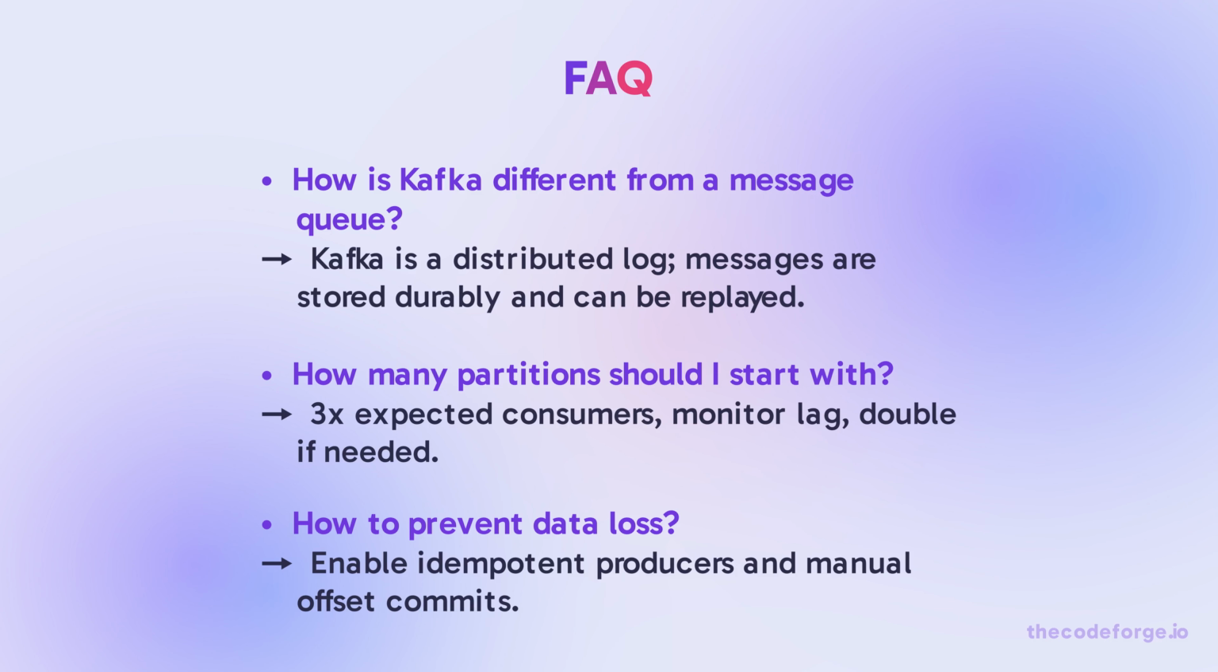And a few frequently asked questions. How is Kafka different from a message queue? Kafka is a distributed log. Messages are stored durably and can be replayed. How many partitions should I start with? 3x expected consumers, monitor lag, double if needed. How to prevent data loss? Enable idempotent producers and manual offset commits.